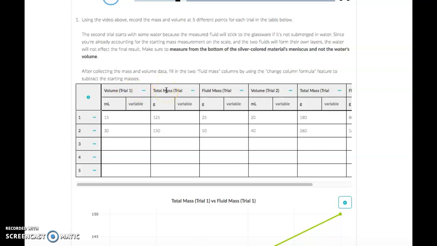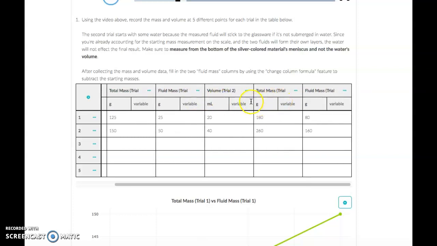The total mass is the mass that the balance reads. The fluid mass is the mass of the liquid by itself. Remember, they did not zero out the balance. Then there's trial 2 off to the right side. Trial 2, volume, once again, liquid 2's mass, and then the actual mass of the liquid in the third column.